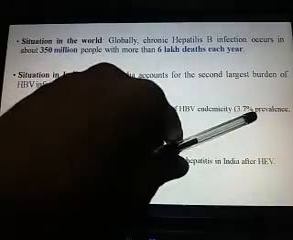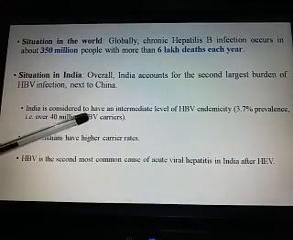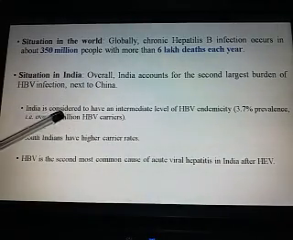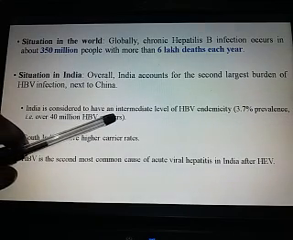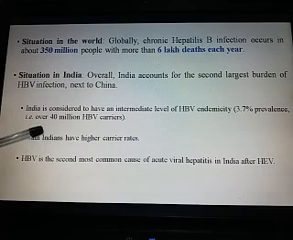Endemicity is 3.7% prevalence, that is over 40 million hepatitis B virus carriers present in India. South Indians are more common carriers. Hepatitis B virus is the second most common cause of acute hepatitis in India after hepatitis E.